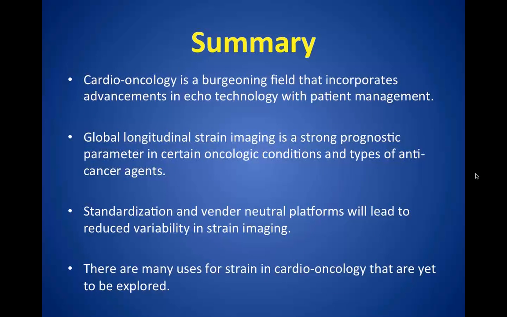In summary, cardio-oncology is a burgeoning field that incorporates advancements in echo technology and patient management. Global longitudinal strain is our strongest prognostic parameter in varying oncologic conditions and types of anti-cancer agents. Standardization and vendor-neutral platforms will lead to a reduced variability in strain imaging. And there are yet many uses for strain in cardio-oncology that can be explored.